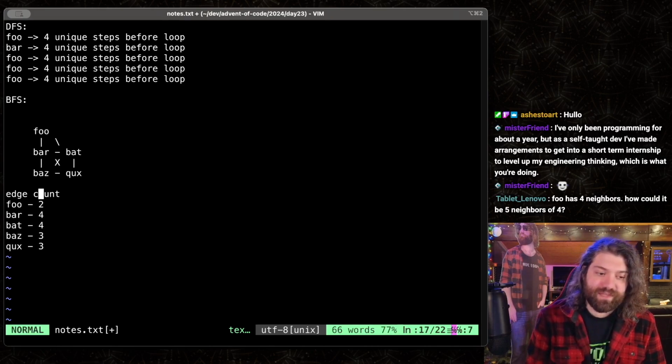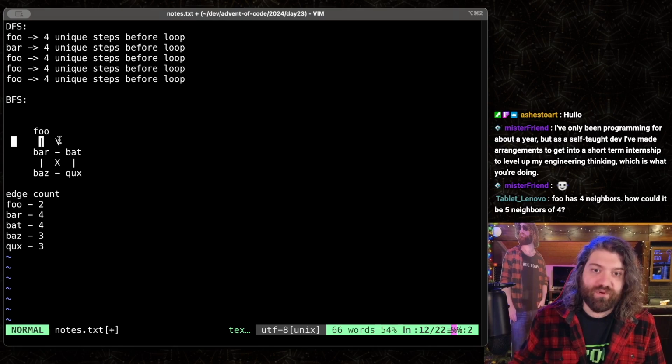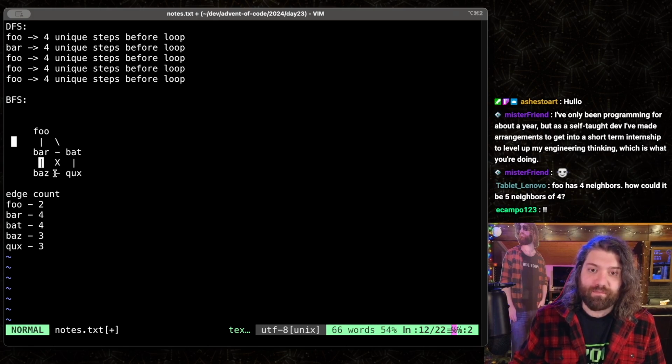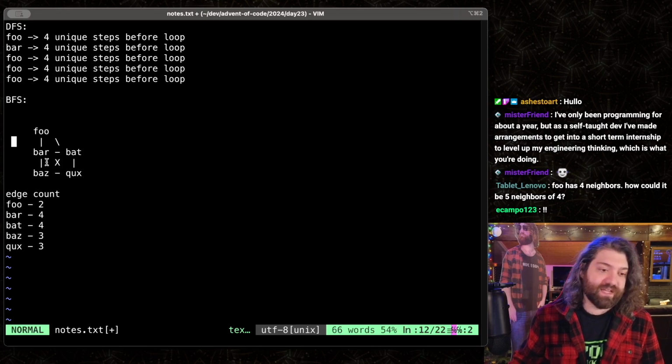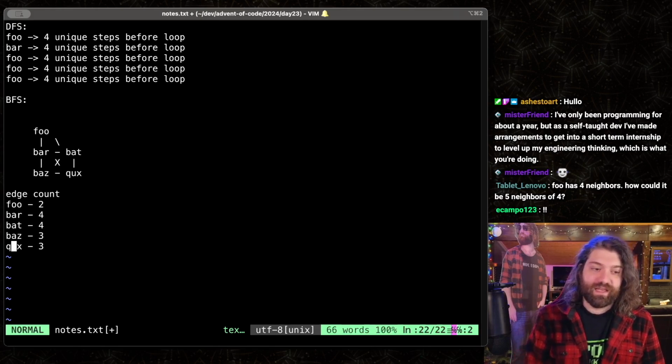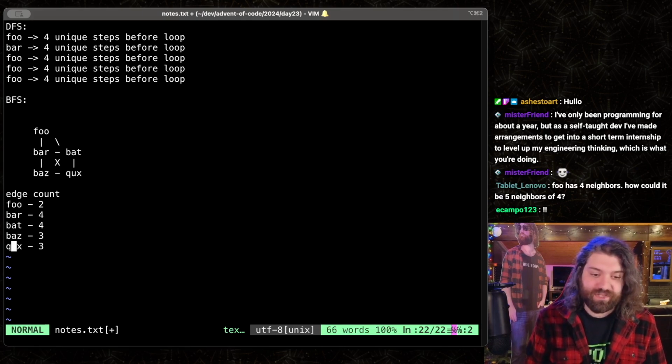Yeah, I called it neighbors. I think edges probably makes more sense. What I'm basically saying is foo has 2 lines coming out of it. That's what I wrote down here. Bar has 4 lines coming out of it. Baz has 3 lines coming out of it. That's kind of what I'm looking at. And I'm not counting themselves in it. If I did, it's just an off by 1 thing. So it's not a big deal.